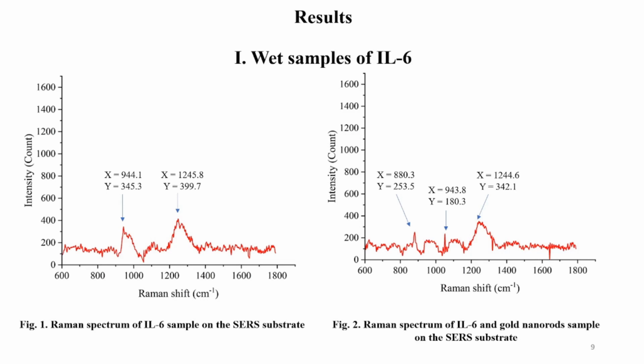So I have mentioned the corresponding peaks intensity just to show the comparison. To start off with, the figure 1 shows interleukin 6 sample, which is standard solution from the ELISA kit on the source substrate. So these are the two peaks that were observed. When we observed the same thing using interleukin 6 and gold nanorod sample, I could observe that the intensity of the peaks has more or less been same. Like what I'm trying to say is that the wet samples couldn't really show me good results.